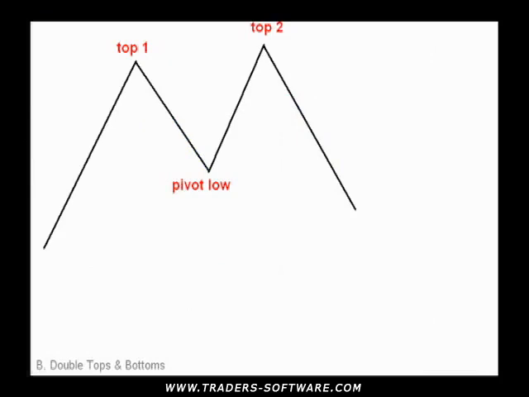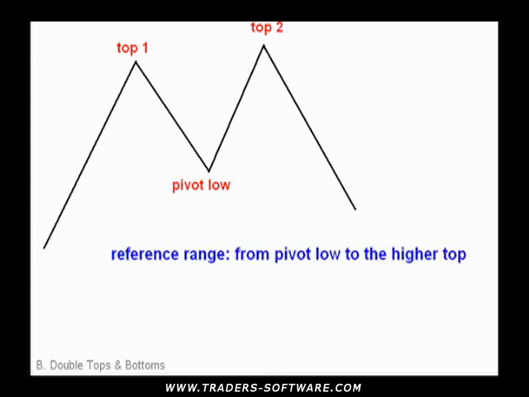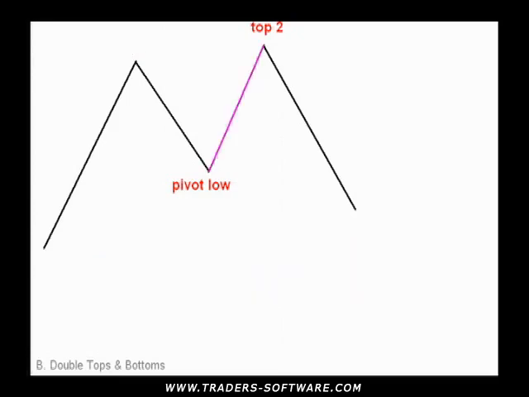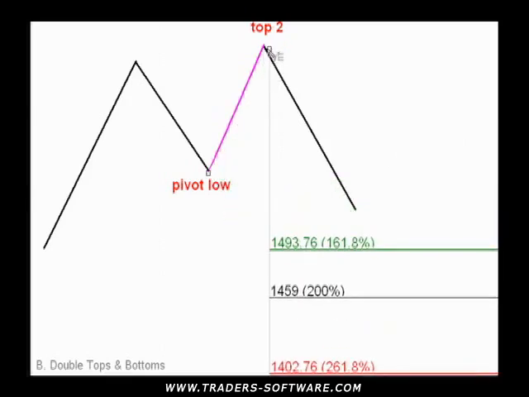A better way to use the double top is to look for buying opportunities at different Fibonacci levels as price action drops after confirmation. The reference range is from the pivot low to the higher of the two tops. And we're going to use single-sided extensions, extending down. In this case, the reference range goes from the pivot low to the second top, and we're going to extend down from the second top.